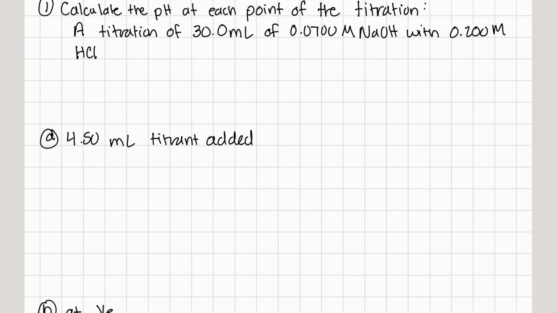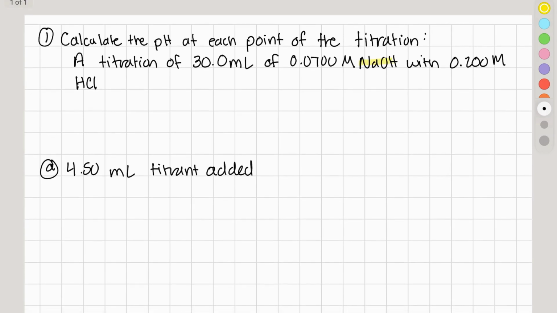Alright, to attack this problem, the first thing I see is that we have a strong acid with a strong base. So I'm going to go ahead and make note of that. Strong acid and strong base. This is going to be important to notate because this is what's going to help us guide how we find the pH at each of these different points of our titration.